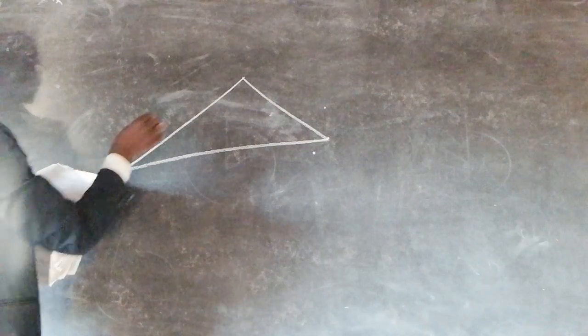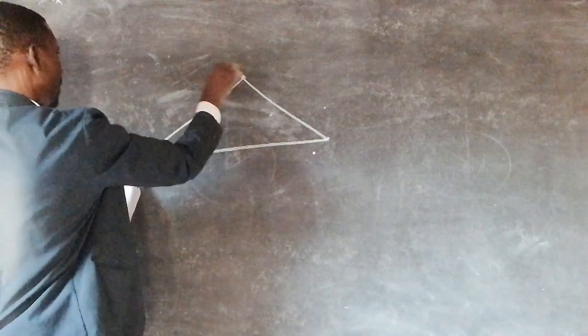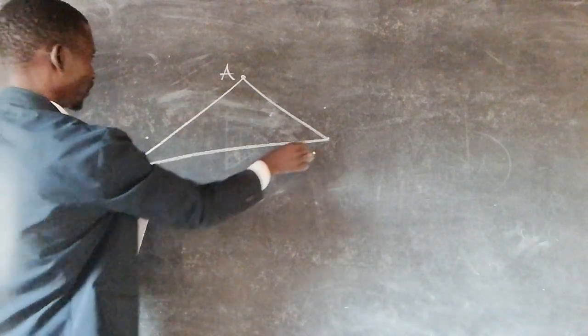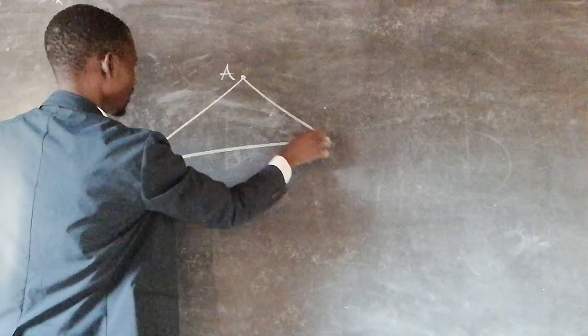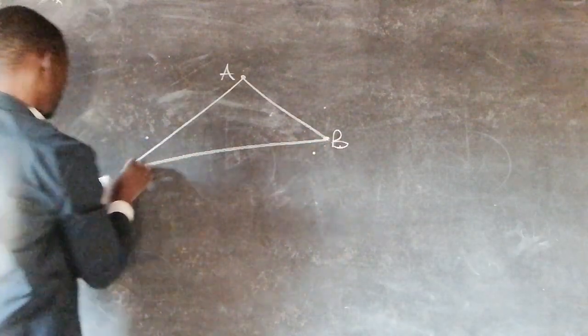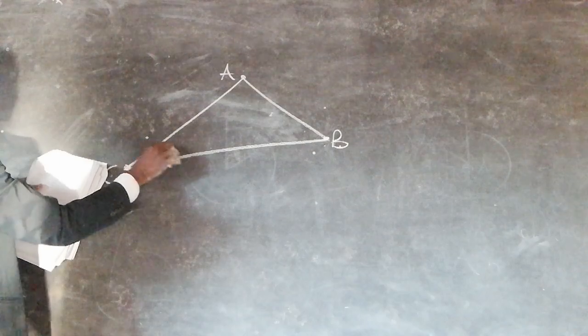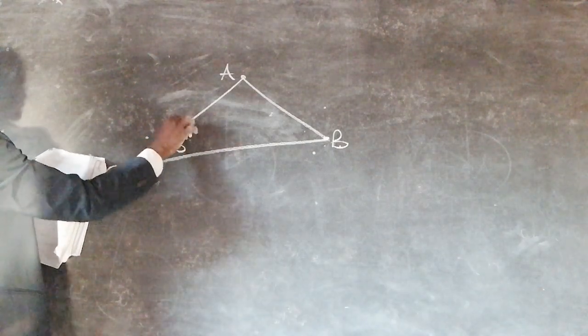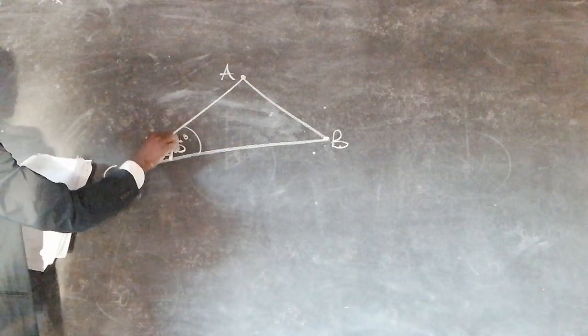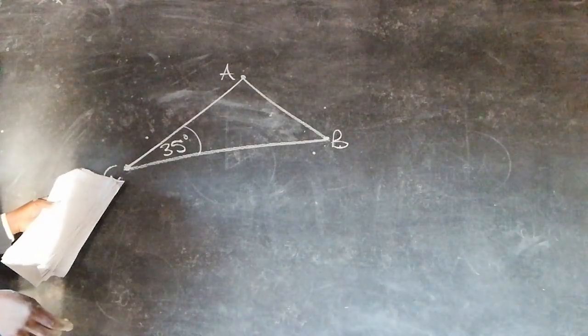So let's look at this point. This point is named A. Then this other point is named B. This is point B and this is point C. Then according to them, they have given this angle as 35 degrees. This is 35 degrees. It's not a bearing, just an angle.